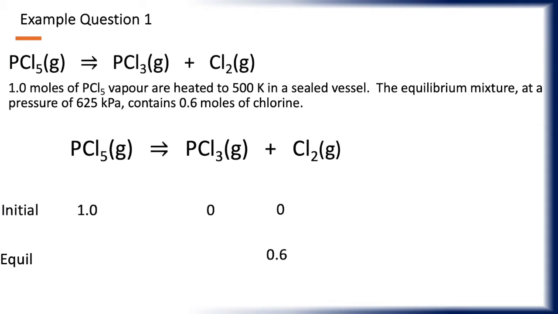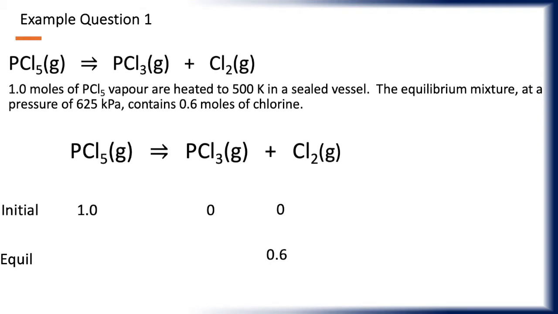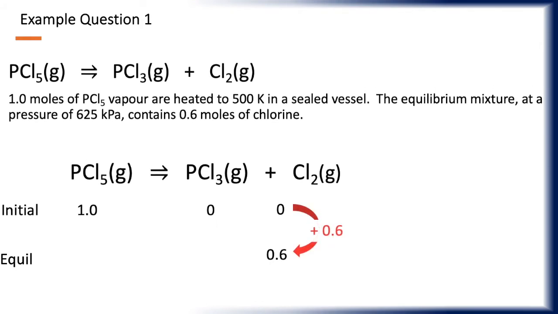And as with Kc, we popped in the initial moles that we started with. We had 1 mole of PCl5, and we didn't have any PCl3 or Cl2, and they've told us that at equilibrium we have 0.6 moles of chlorine. So we put that information into a little table. So that means that we have produced plus 0.6 moles of chlorine.